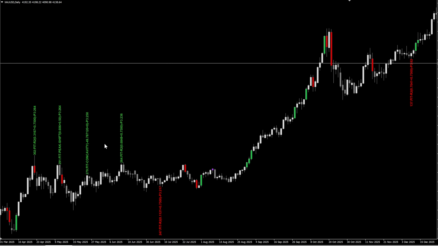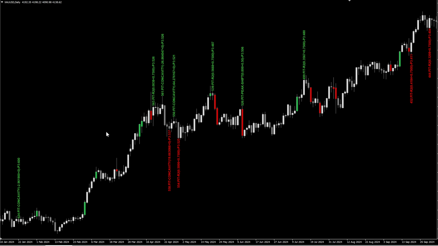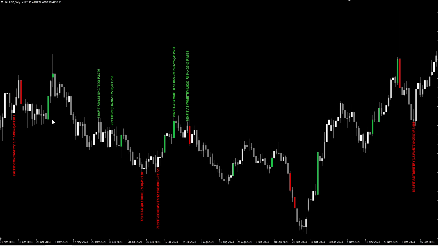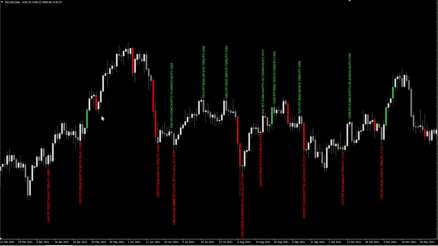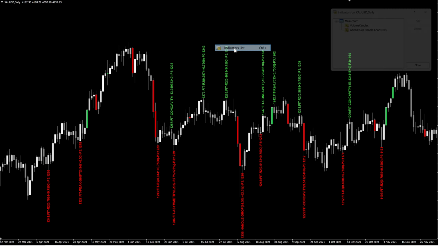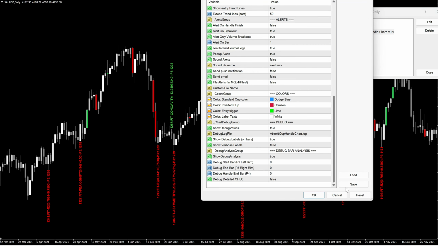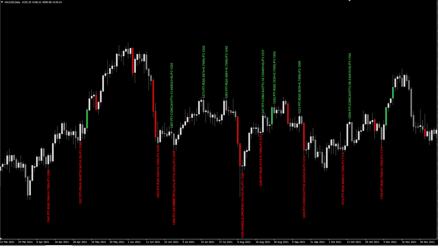Now another thing: suppose you go through price and find an area where you think a cup should have been, and you want to find out why this was not taken as a cup. In that case, just try to find the bars. Right here you will see the bar number 1327 and the end bar 1293. And in the settings, go to the debug section and the start. So this will be P1 and this will be P3. Just set those values, 1327 and 1293, and then look into your logs.